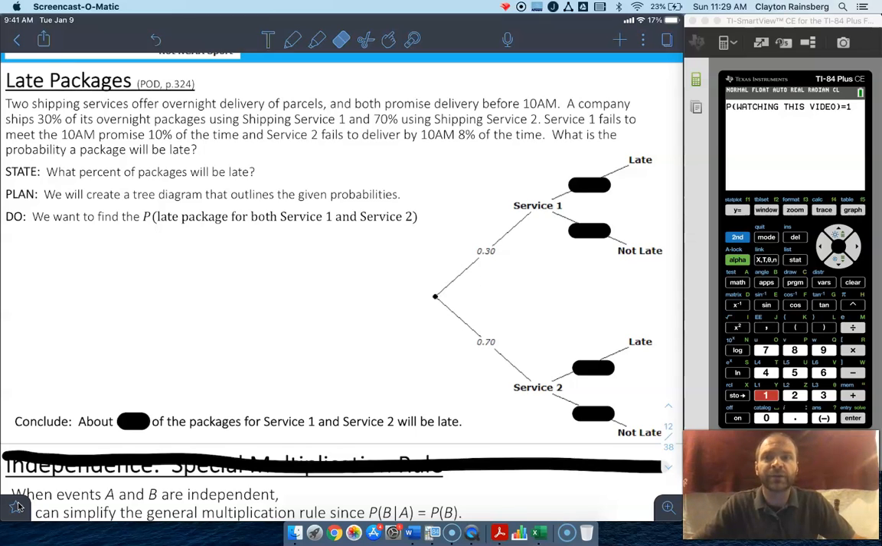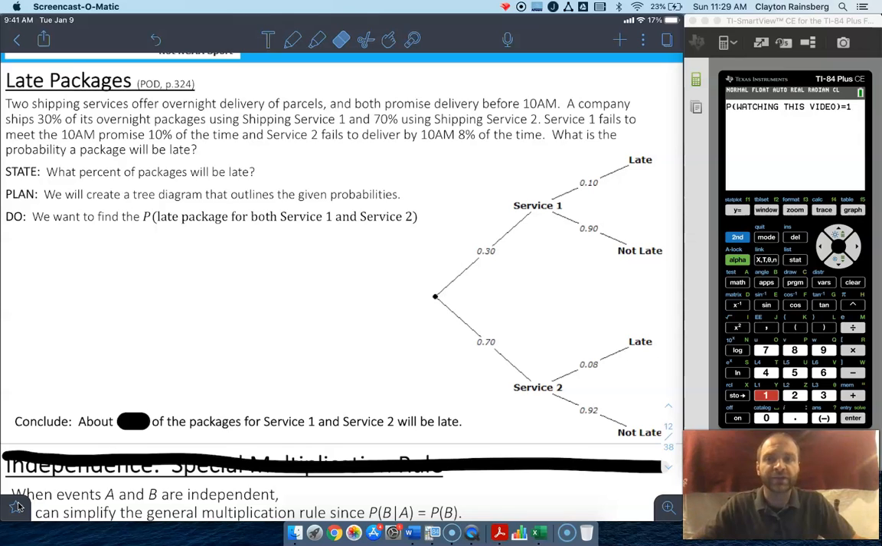Now, if service 1 fails to meet the 10 a.m. promise 10% of the time, that means that they are late 10% of the time. Well, then how often are they not late? They're not late 90% of the time, using the complement rule. And service 2 fails to meet it 8% of the time. Well, that means that service 2 is late 8% of the time. Then how often are they not late? Well, that's 0.92.